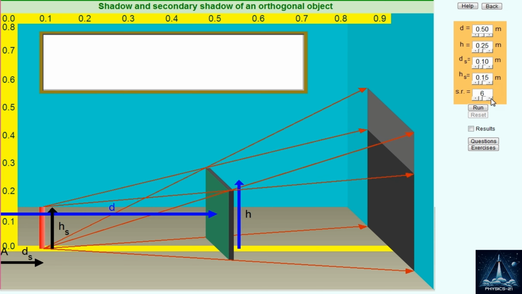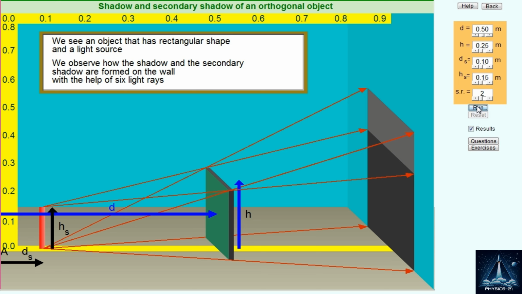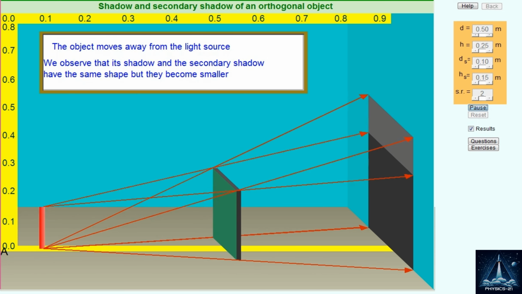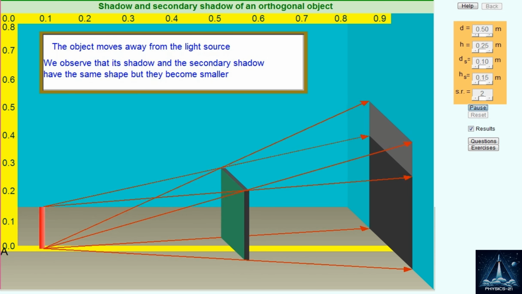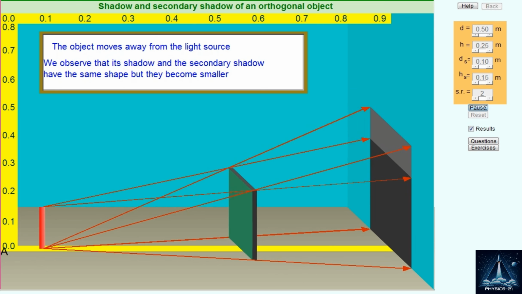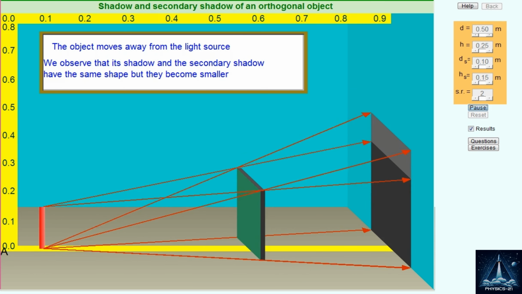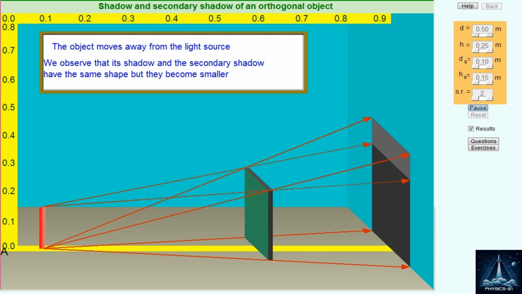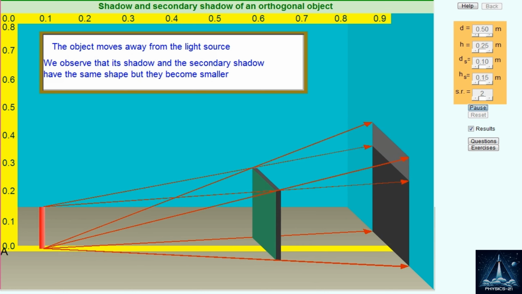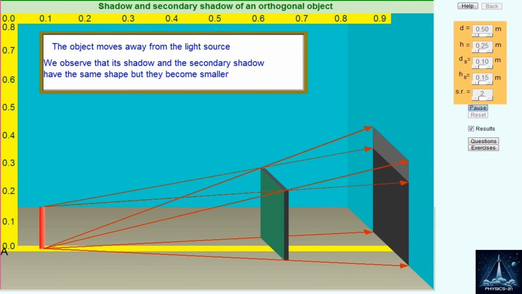The parameter "sr", simulation rate, denotes the rate of the motion simulation. We observe the creation of the shadow and the penumbra of a rectangular shaped object on a wall. The red lines determine the boundaries of the shadow and the penumbra of the object.